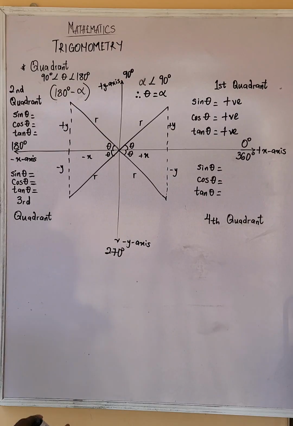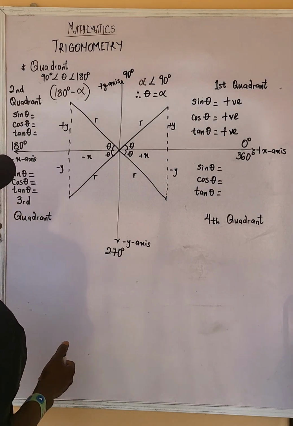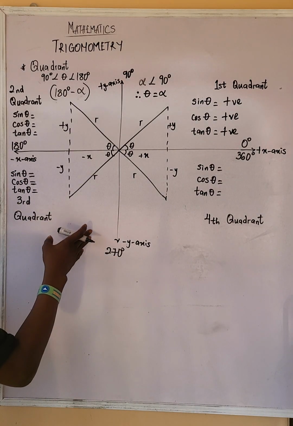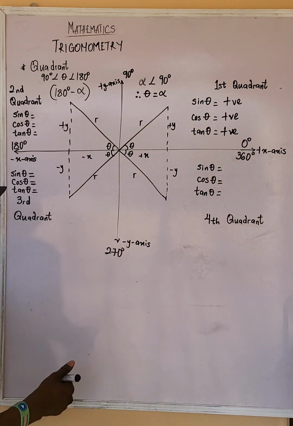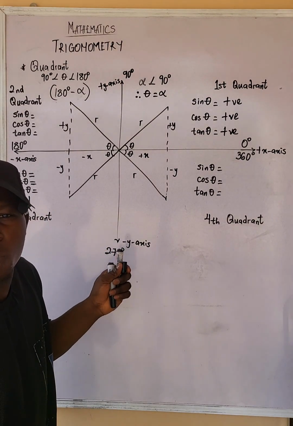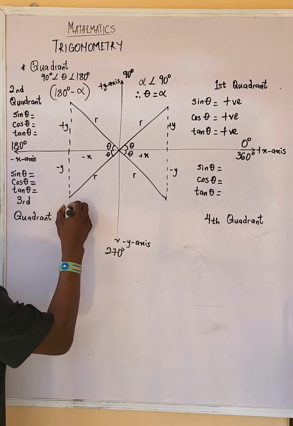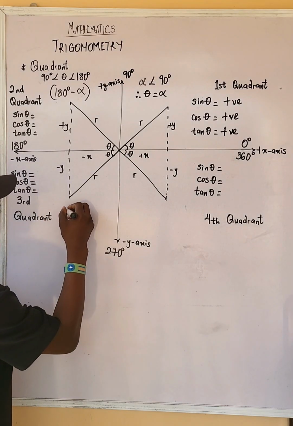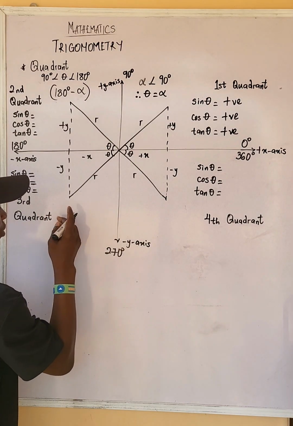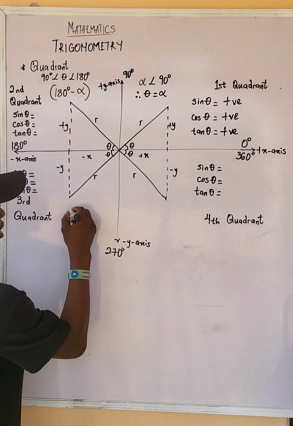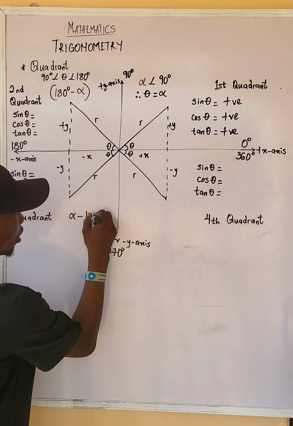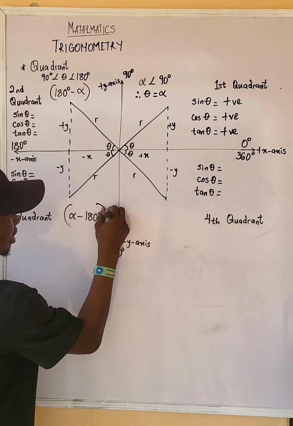Now the third quadrant, how do you know anything that falls on the third quadrant? It will be between 180 and 270. And how do you now get the angle in this third quadrant? You say that angle minus 180 degrees. That's how you get the angle here.